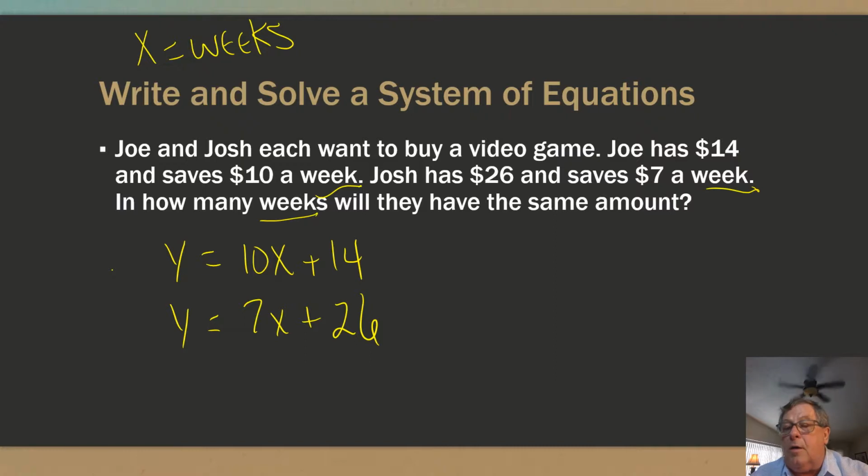And so we're going to go on our calculator and graph them. And what are we looking for? We're looking for this point of intersection that would tell us in how many weeks they have the same amount. That intersection would give us the answer to this question, how many weeks will they have the same amount? So let's move to the calculator.